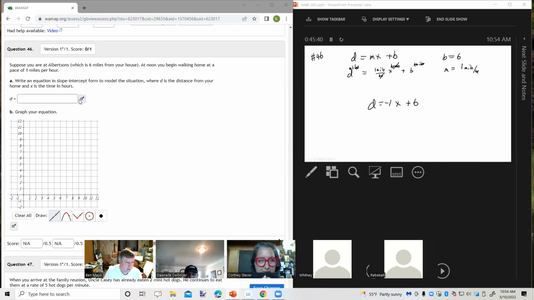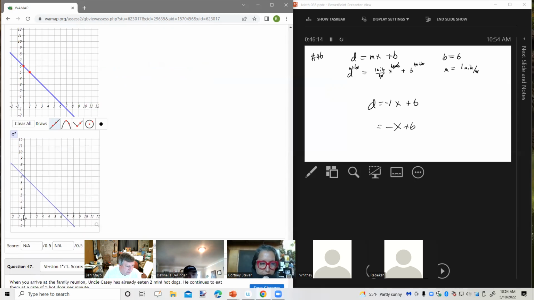Now, let's see what they did here. You could just put negative X plus 6 because the 1 is implied, but again, we'll go with what they've got there. All right, how are we going to graph this thing? Well, it starts at 6 and then it goes down. Let's see, our scale on both axes is the same. So it should look like that. And there it is.